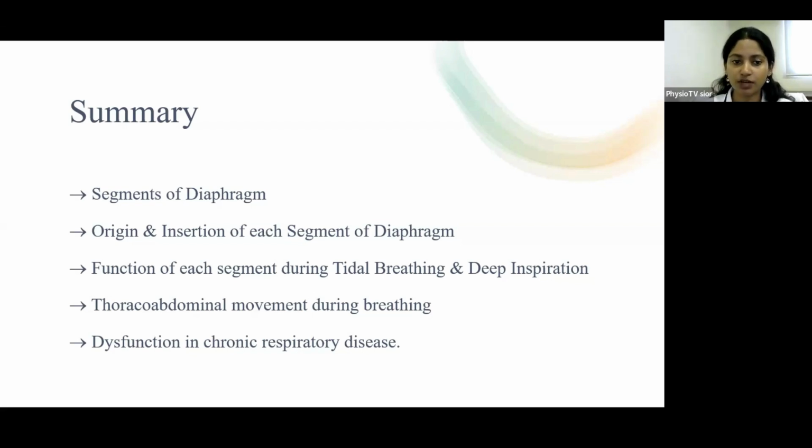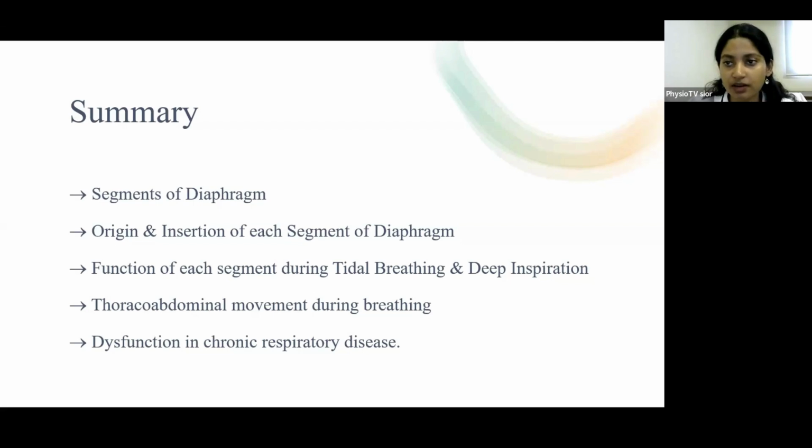Then we looked at the thoracoabdominal movement during breathing. As we saw, the pressure in the thoracic cavity is going to decrease, which is going to allow for that inspiratory force and increased inspiration, while the increased pressure of the diaphragm onto the abdomen is going to increase the intra-abdominal pressure, leading to the abdominal contents being pushed anteriorly and laterally.